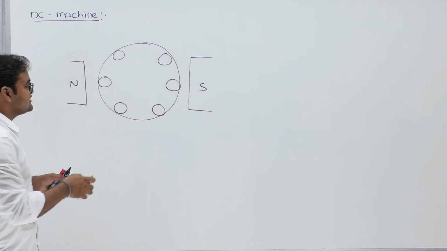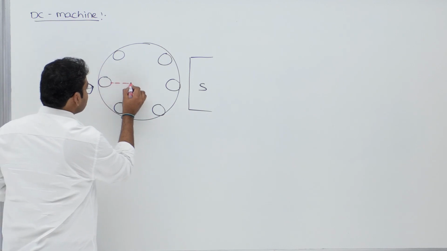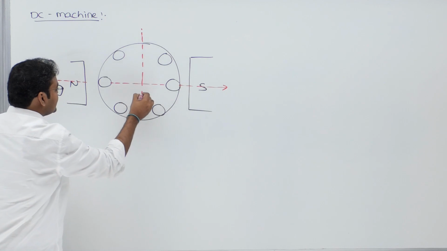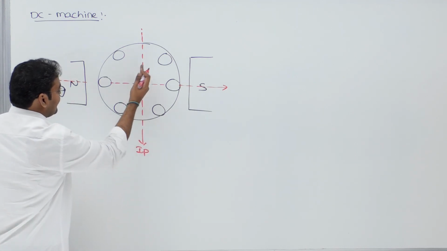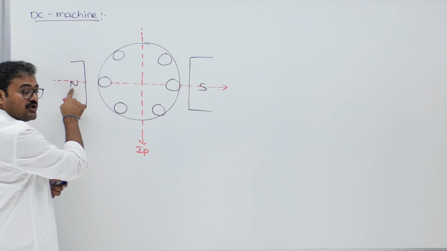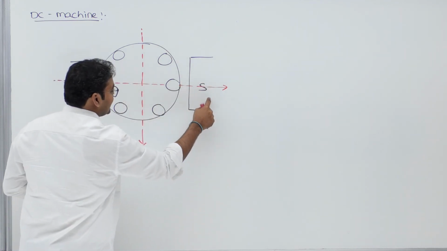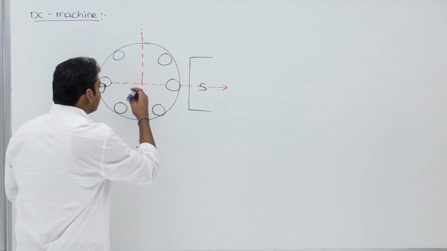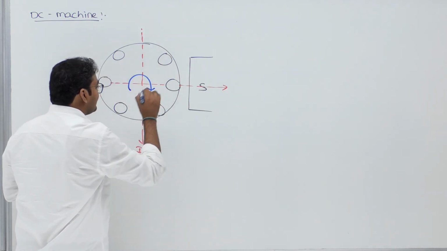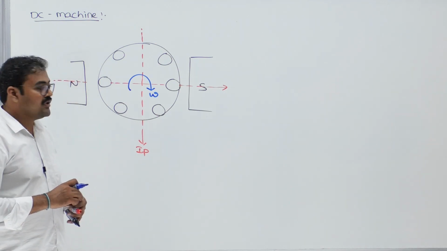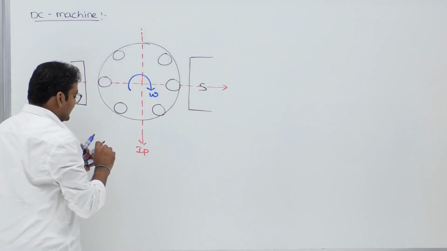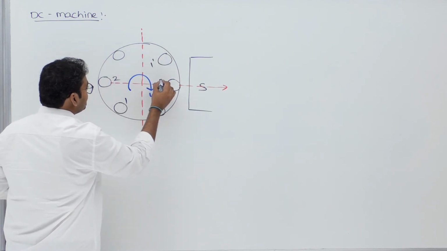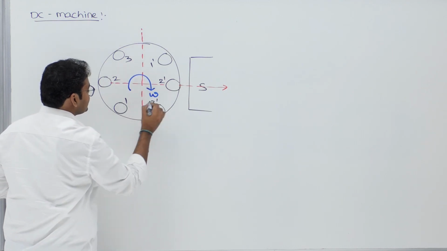Yes, first draw polar axis. The axis which is passing through the pole, this is nothing but polar axis. And this is going to be the interpolar axis. Now left side of interpolar axis, which pole effect? North pole effect. Right side of interpolar axis, south pole effect. And assume that this rotor is driven in clockwise direction using the help of a mechanical prime mover. Rotor is rotating in clockwise. Let me also give numbers for the coils. This is 1, 1 dash, 2, 2 dash, 3, 3 dash.